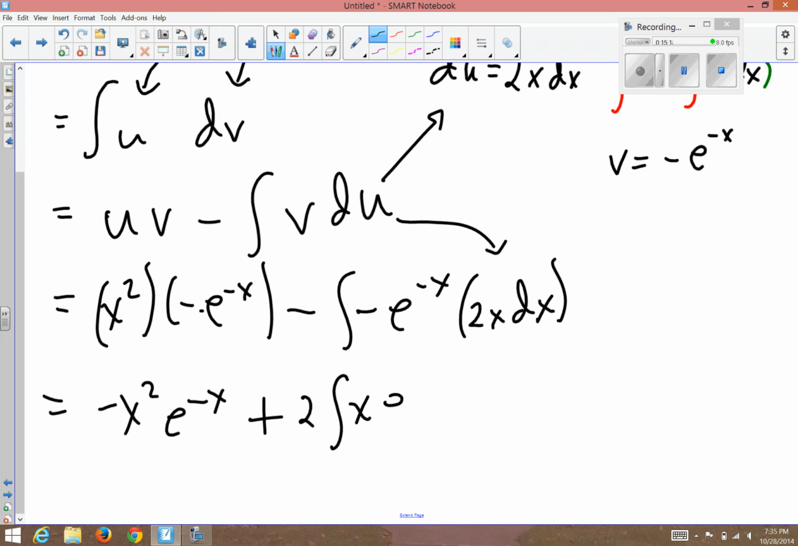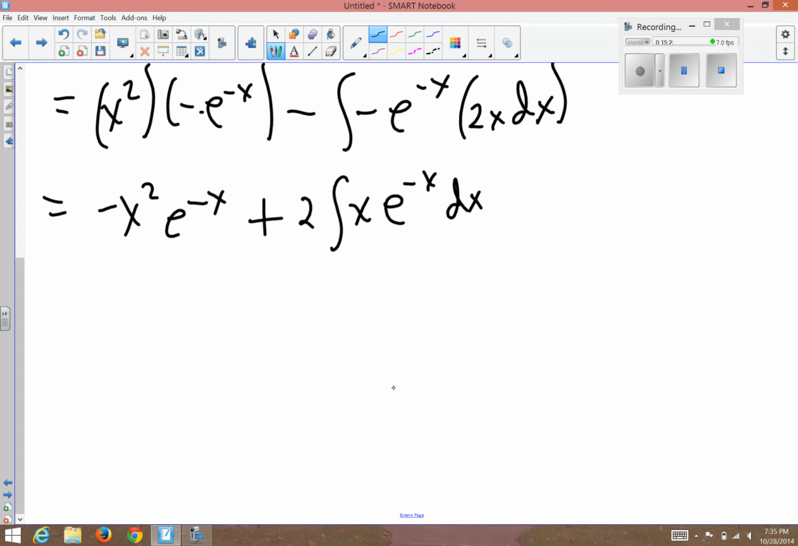And copy the e to the negative x and the dx. Now, what you'll love about this problem is we have to do integration by parts again. We call this repeated integration by parts. We're going to let u equal a part of this. So this is a brand new u, not one from up above. U is equal to x. dv is the rest. That means e to the negative x dx.